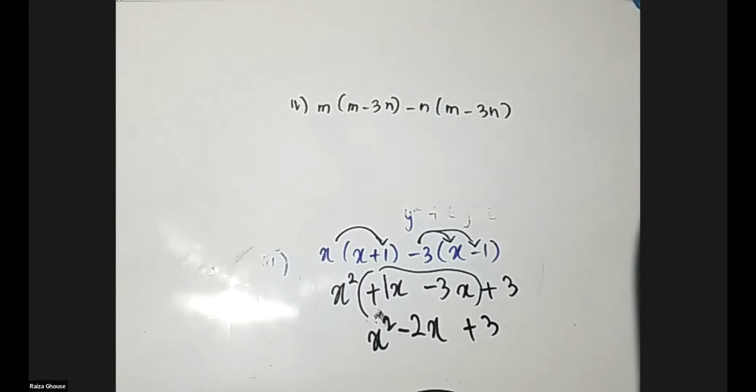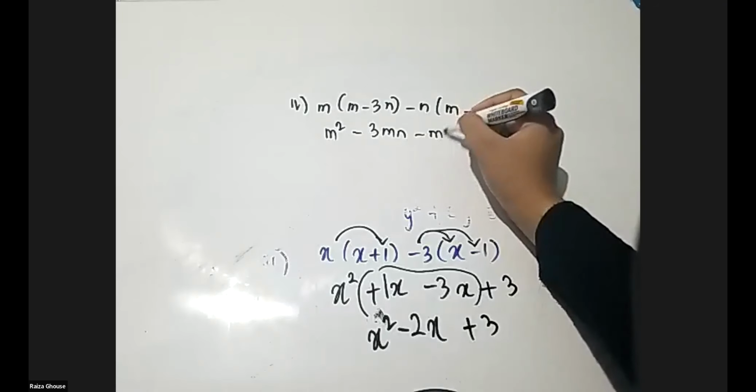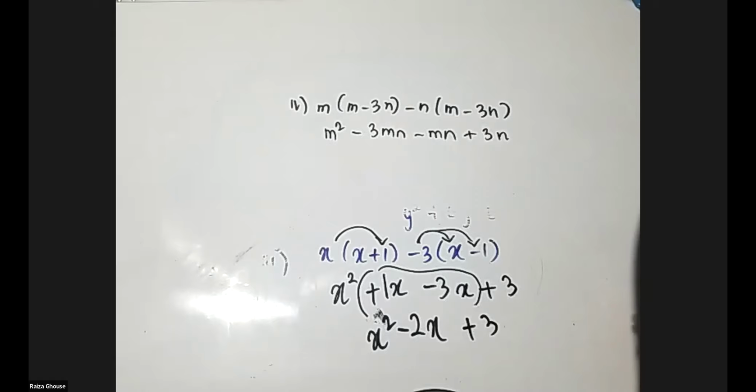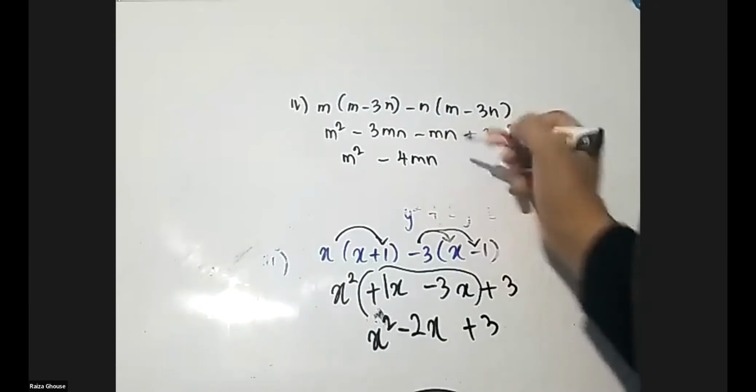Yes, teacher. m into m, m squared. m into minus 3n, minus 3mn. Then minus mn. Very good. Plus 3mn. Sure, 3n squared. Very good, 3n squared, because n into n is n squared. What is the next one? m squared minus 4mn. Okay, very good. That's what I wanted.